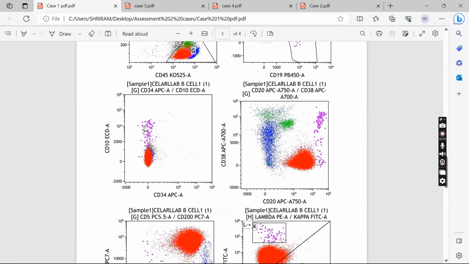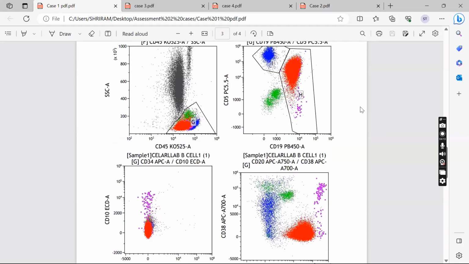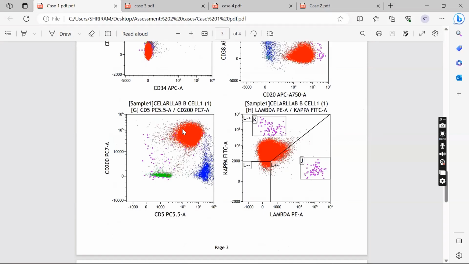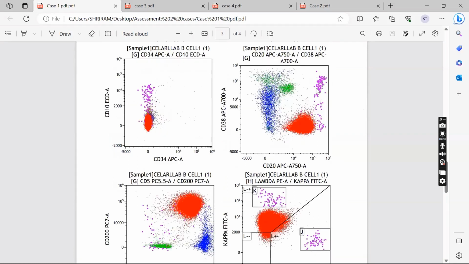So CD5 is expressed, then CD10 is negative. Sir, one doubt, why are these B cells CD10 positive? Yeah, that could be some reactive, but I agree with that. But see, there is some amount of plasma cells also in that. It's not completely mature B cells, right? You can find some population expressing CD38. CD10 is somewhat unusual, but there are some plasma cells in that. So can it be hematogones?